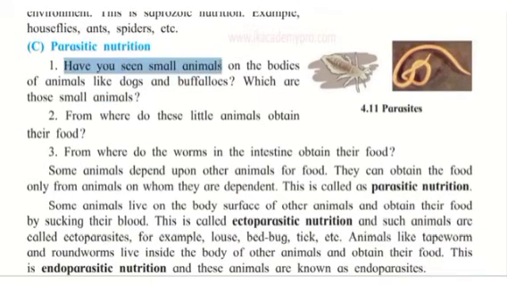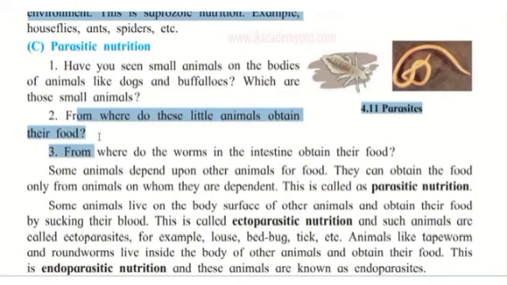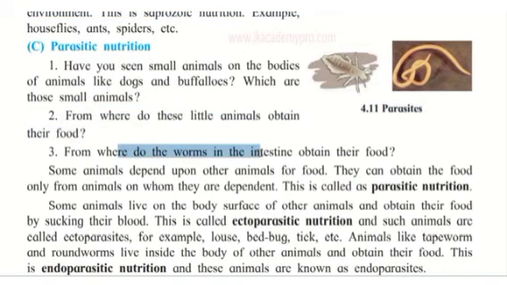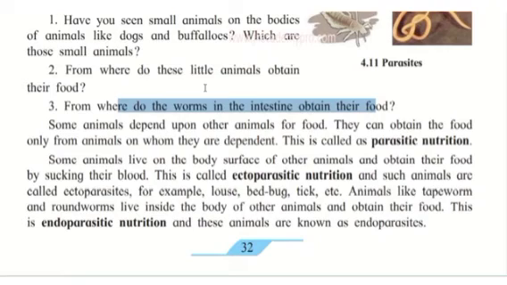Now, what is parasitic nutrition? Have you seen small animals in the bodies of animals like dogs and buffaloes or horses? If you look at them very closely, you find small insect-like things moving on their bodies. Which are these small animals? Have you ever noticed them? And from where do these little animals obtain their food? From where do the worms in the intestine obtain their food? Our intestines also have a lot of worms inside our bodies.